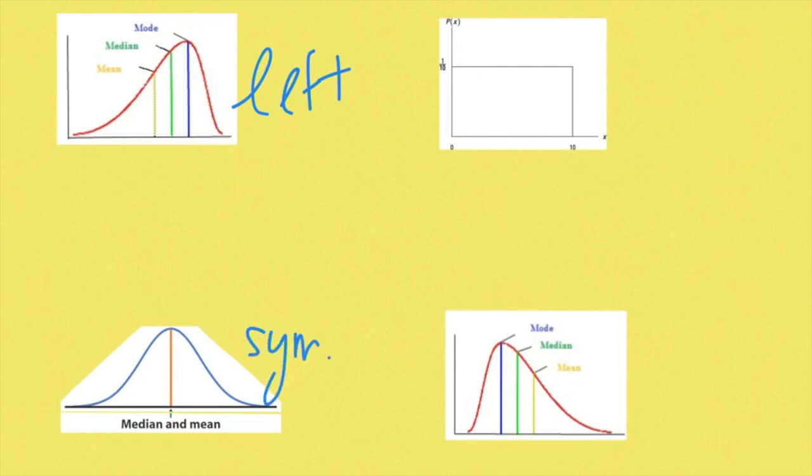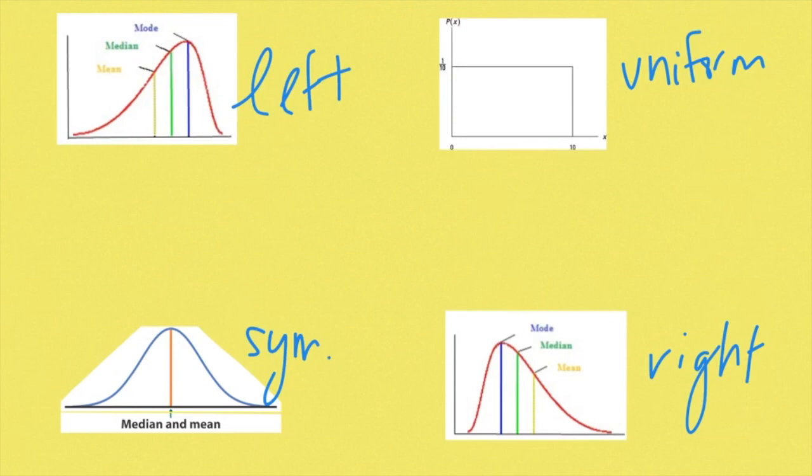Up top right, you may be like, that's not a curve, but as we know, density curves don't always have to be literal curves. This is a uniform distribution. Then down here, it is right skewed because the tail is pulled to the right, and the mean is pulled toward the tail, so the mean is on the right side of the median.